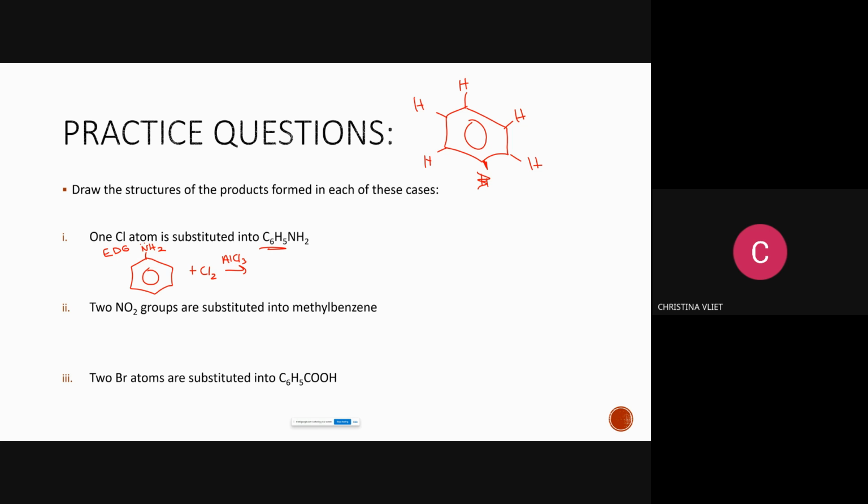EDG means that where am I putting this fluorine? 2, 4, 6, but 2 and 6 are the same. So I'm going to put 2 or 4. So I get 2 products. So this would be NH2Cl plus NH2Cl. Good so far? I'll pause because you need to write this down.